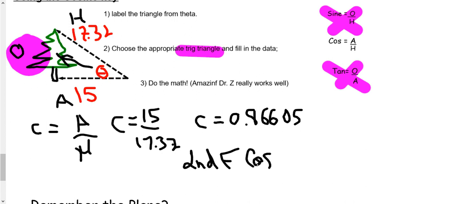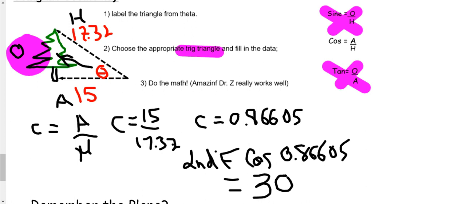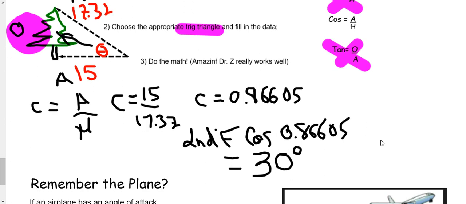Cosine, because that's the trig triangle we used, 0.86605. And drum roll, please. What do we get? You got it. 30 degrees. That's pretty cool that it works out each time. And each time we're only working with two different parts of the triangle. That's why trigonometry works, which is why they can tell where Google Maps is and your cell phone and all that kind of location data. It's all about trigonometry.